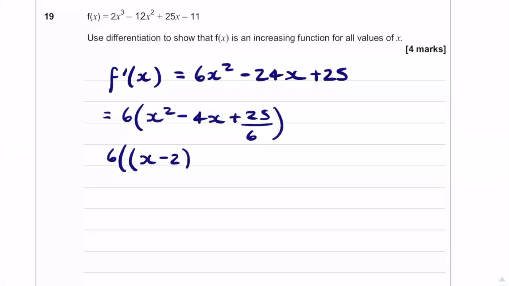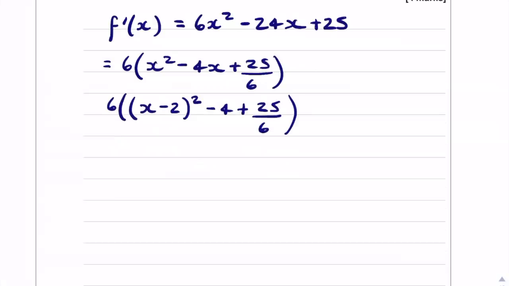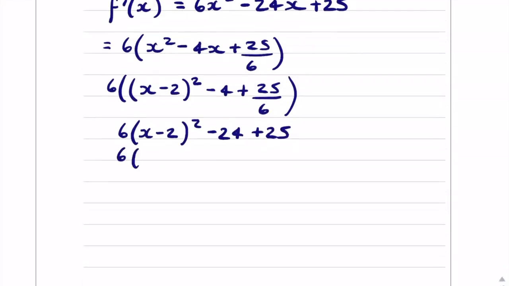So we get x minus 2 all squared, and then we're going to square the 2, subtract it from 25 over 6, so we're going to get minus 4 plus 25 over 6. And now we can multiply through by 6. So we're going to get 6 all multiplied by x minus 2 squared, and 6 times minus 4 is minus 24, and 6 times 25 over 6 is plus the 25. So now we've got 6 all multiplied by x minus 2 squared plus 1.